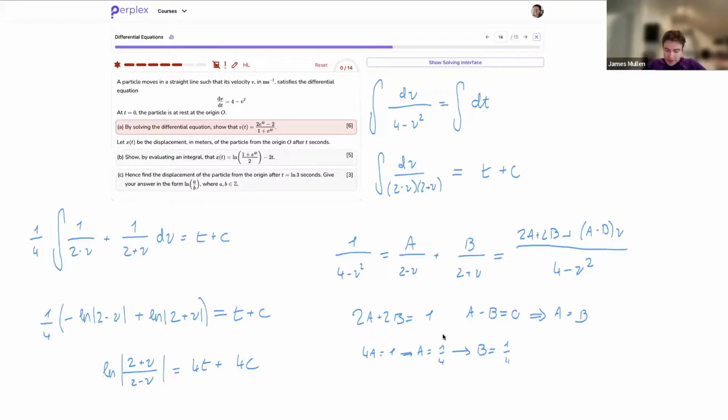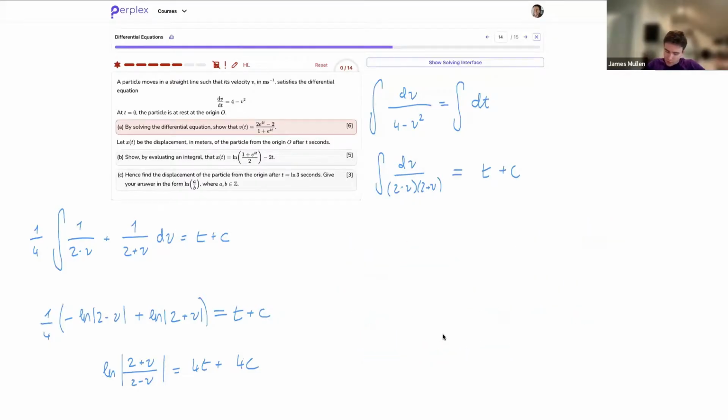Now I can use the fact that the initial velocity is 0, because the particle is at rest. So if I plug in t is equal to 0, I should get, let me make a bit of space. Let's erase this now. Okay, so when t is equal to 0, and v is equal to 0 as well, so I should have ln of 2 over 2 is equal to 4 times 0 plus c. The ln of 2 over 2 is ln of 1, which is 0. So 0 is equal to 0 plus c means that c is equal to 0.